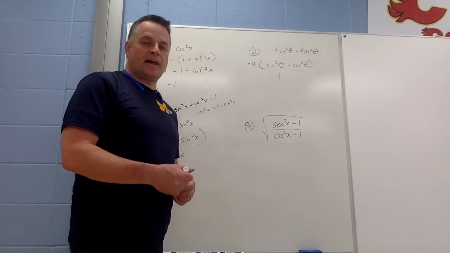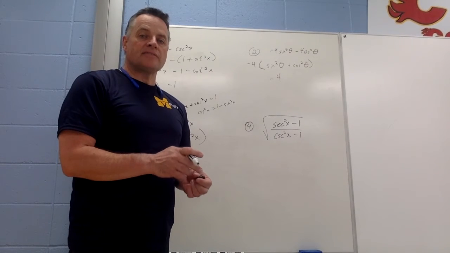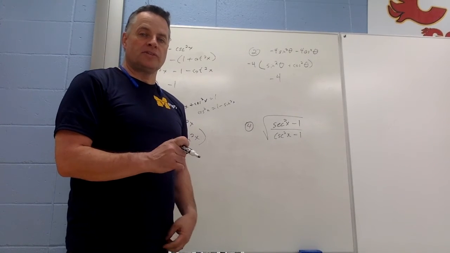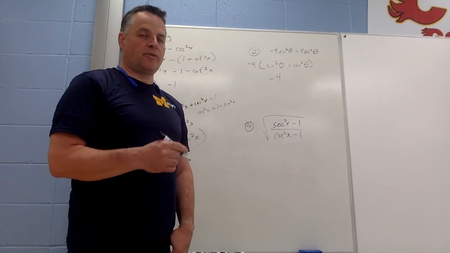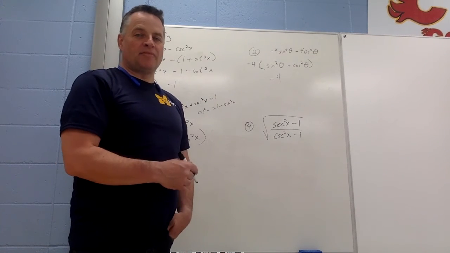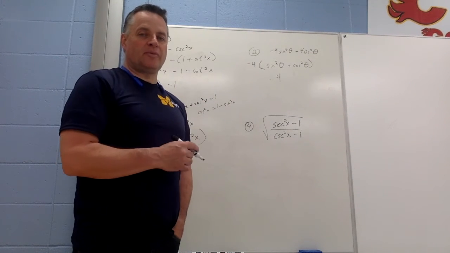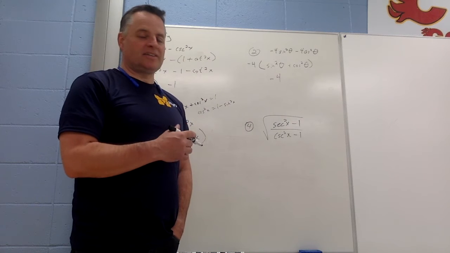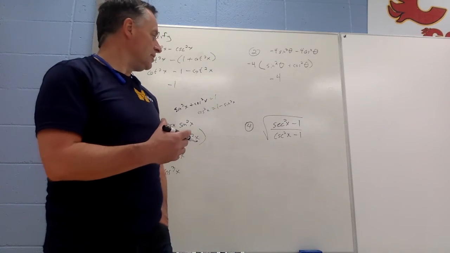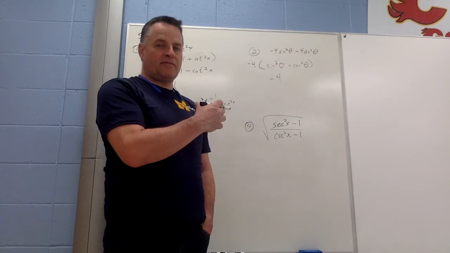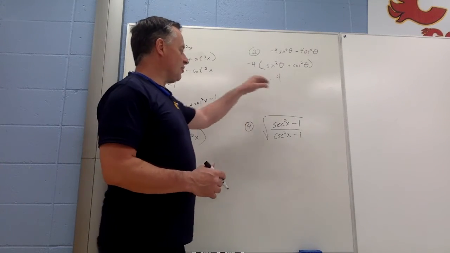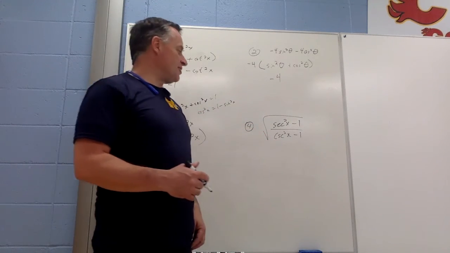In my fourth example, secant squared x minus 1 over cosecant squared x minus 1, all square rooted. I had to stop the video and fix it because my original one that I had up there didn't actually simplify. It was a mess, so I fixed it up. So if you're wondering why it doesn't match what was up there before, it's because I fixed it.